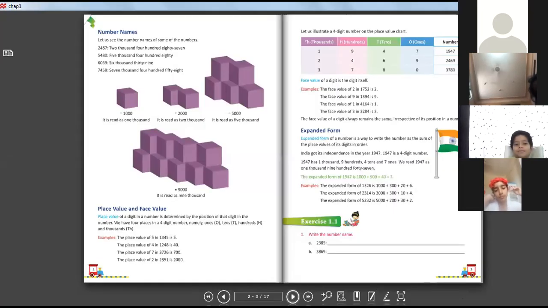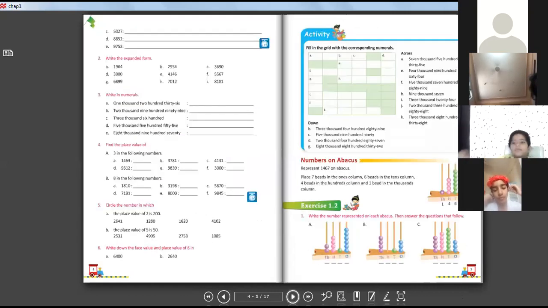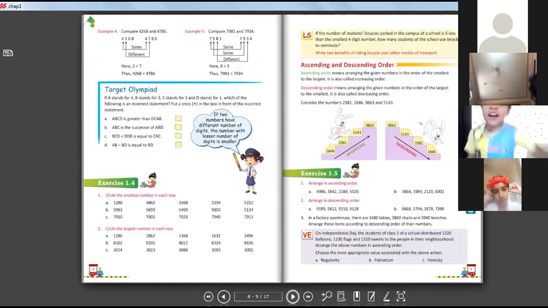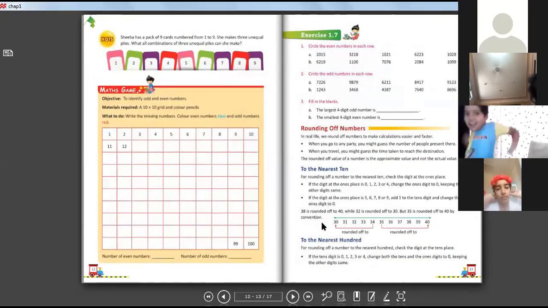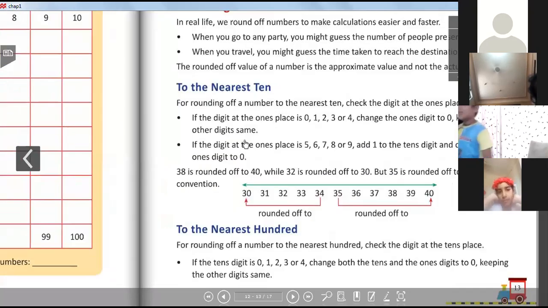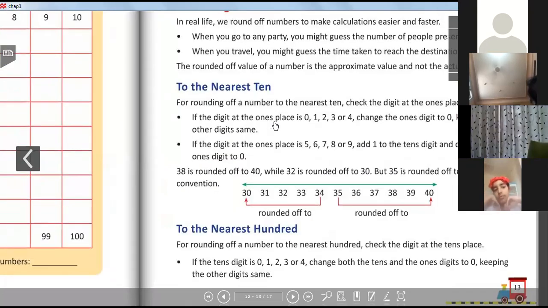So here we have seen rounding of numbers to the nearest tens. So what are the important points which we have seen here? For rounding of a number to the nearest 10, which digit do we have to check? The digit at the ones place.